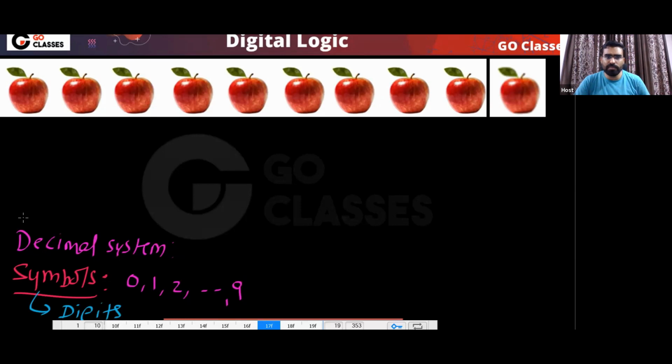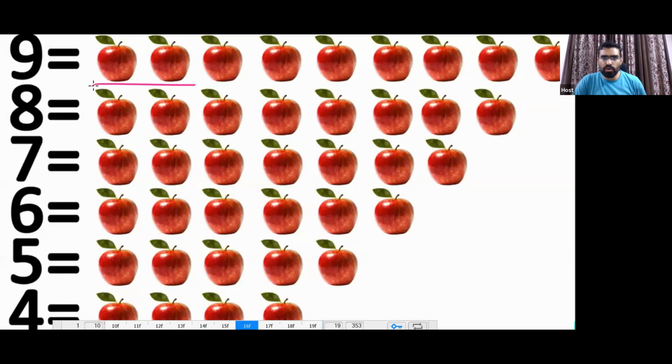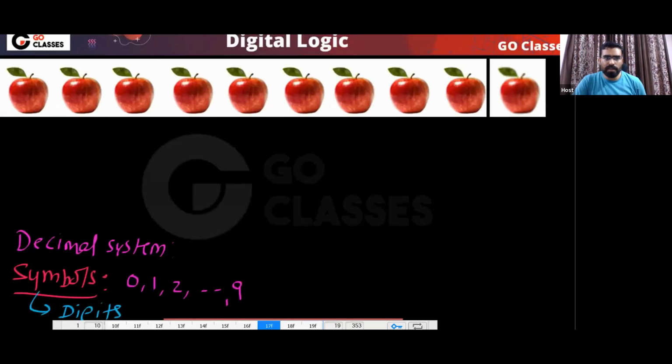Now, do we have a symbol to count these things? There is no symbol, so we are running out of symbols. You can notice, if I want to count these things, I have a symbol, and these things are denoted by this symbol. Very simple. But now I don't have any symbol to represent these things, so what should I do?